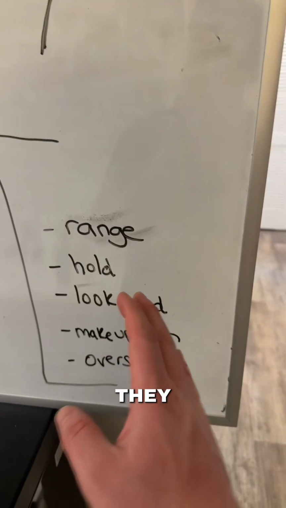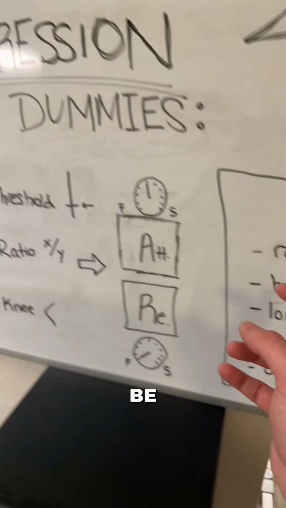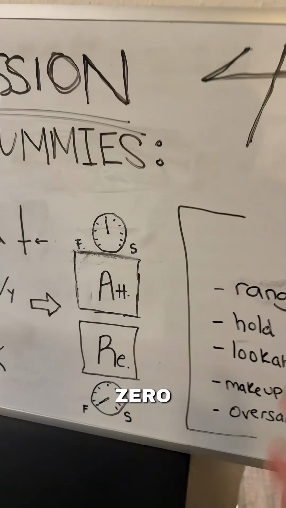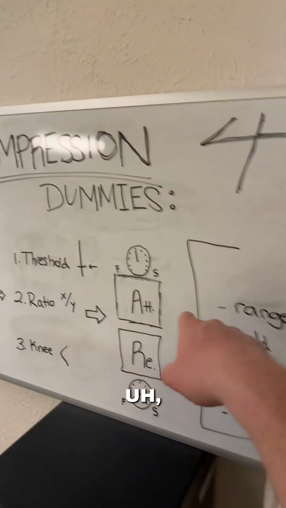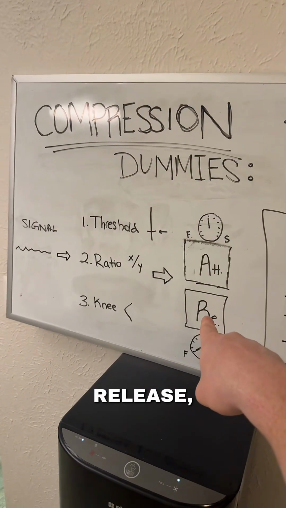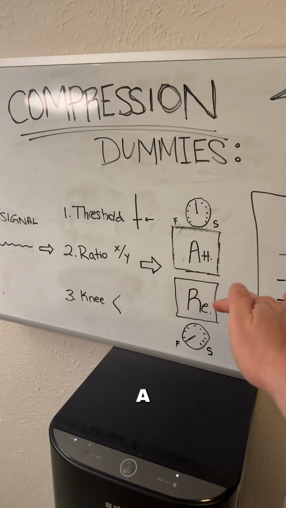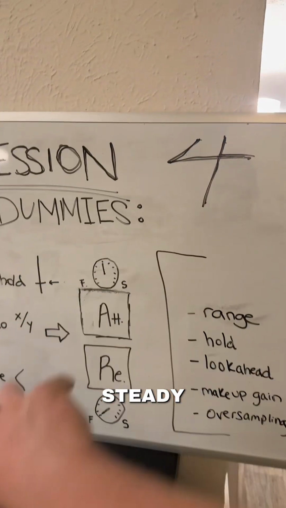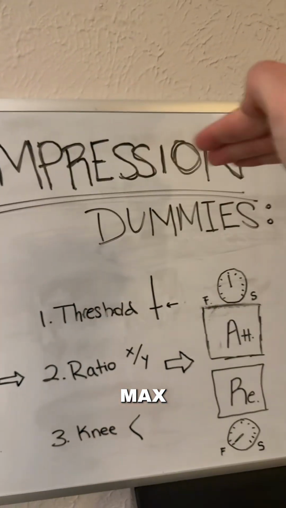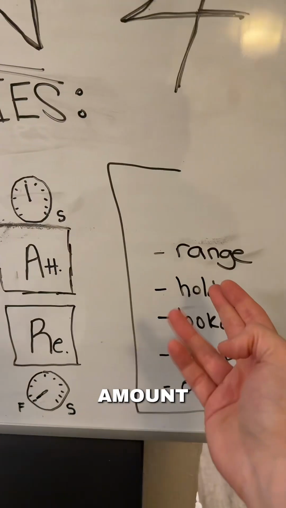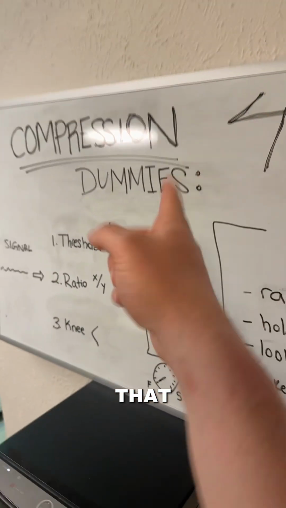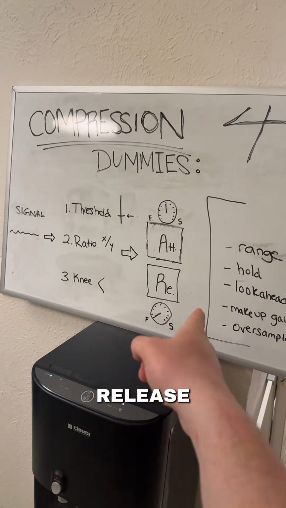A few more things here because they don't show up everywhere, but range is going to be your total amount of compression. It goes from 0 to 72 decibels, which means 0 is going to be zero compression. Hold is going to be just kind of a hold on the compressor regardless of the release, which is a curve. It's not a steady release. It's not a steady fall off. So hold is just a flat max gain reduction effect for a certain amount of milliseconds, and then the release happens. It's just good for making sure that compression happens regardless of the release settings you have.